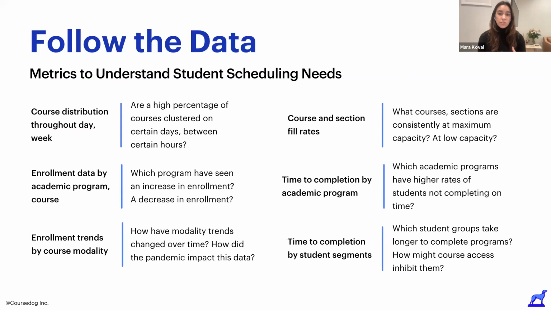There's so much data we can use to help us build a schedule that puts student needs first. We've listed out a few more metrics here. First, course distribution throughout the day and week. I'm sure you've all experienced pain points here. Classes are packed between 10 and 2, and faculty may be reluctant to teach outside of these hours, even if this is when students need to take their courses.